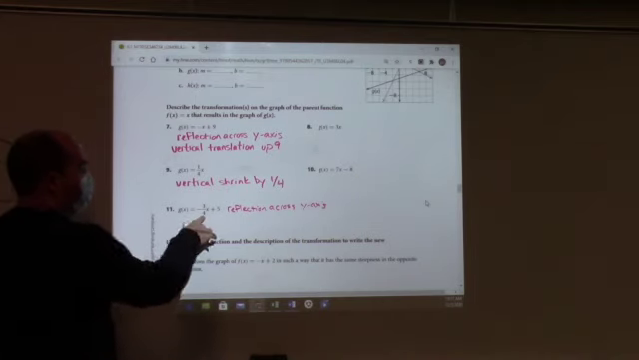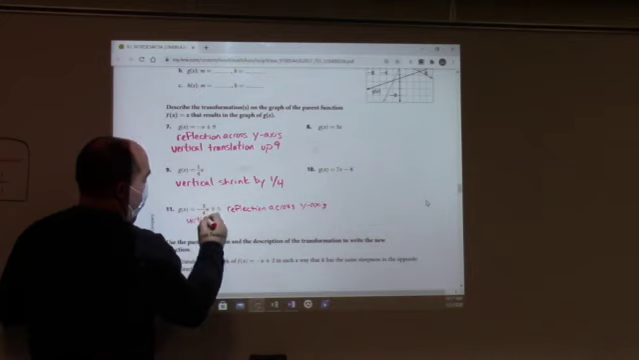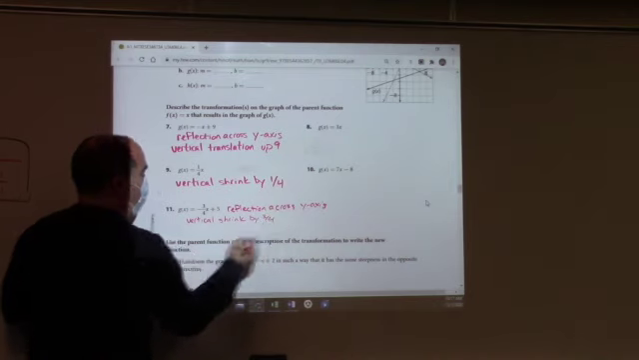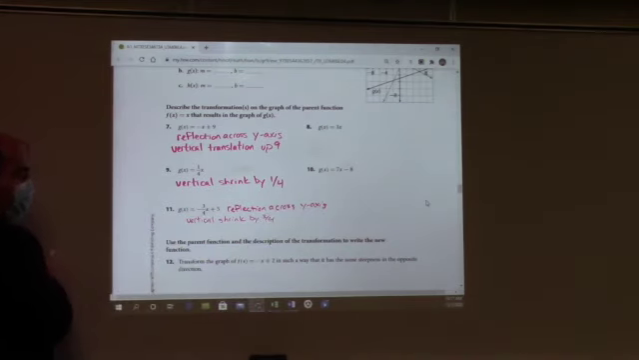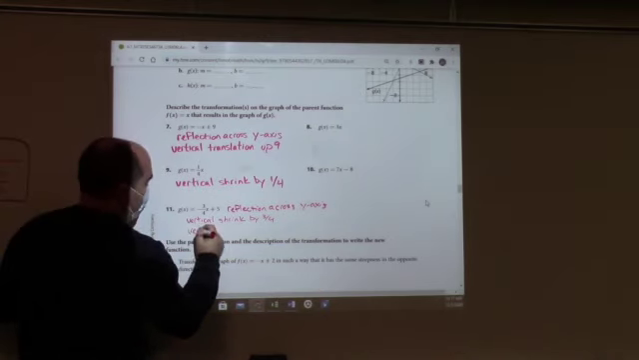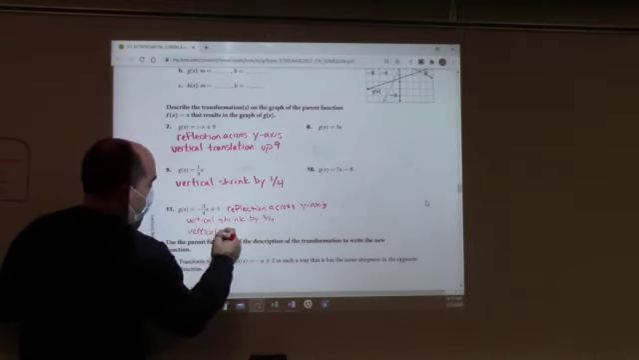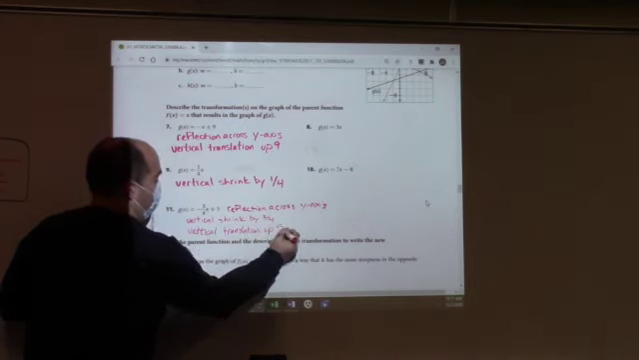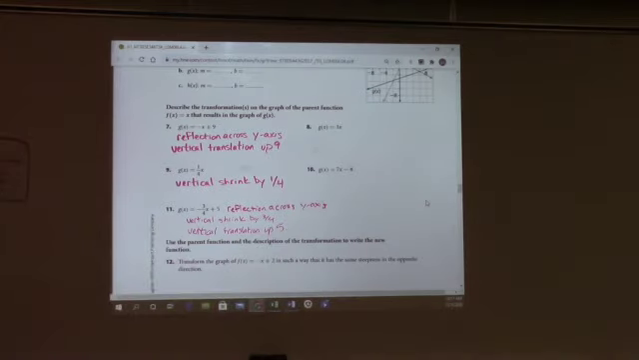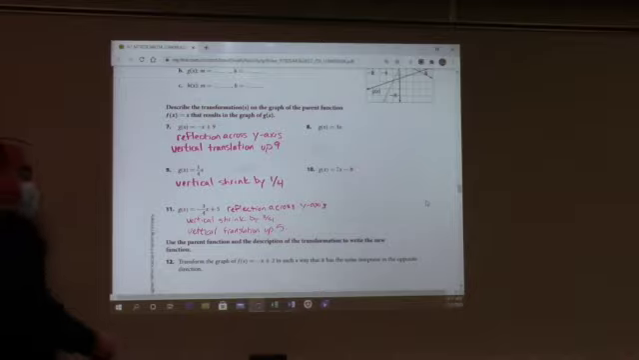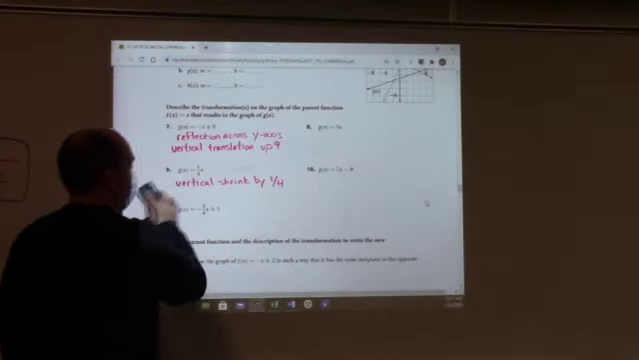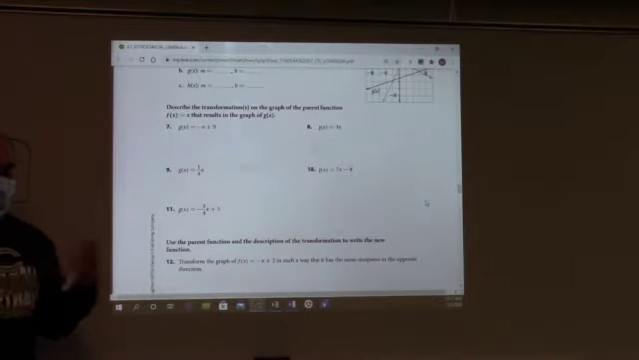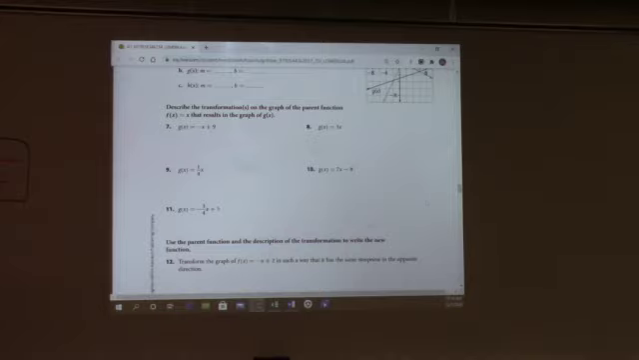Then you have what? A fraction. So that is a vertical shrink by 3/4. Then you have plus 5, so that is a vertical translation of 5. Okay, does that make sense? So you could have just one thing, you could have more than one thing, you could have all 3. There you go.